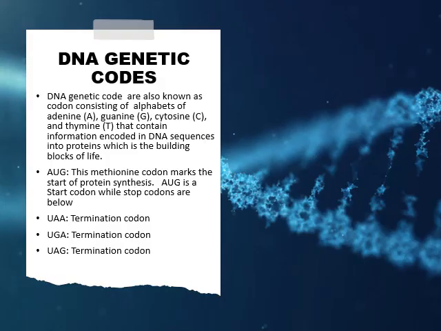What are DNA genetic codes? The term DNA genetic code refers to the set of rules that translate the information encoded in DNA sequence into proteins, which are the building blocks of life. This is how it is. The process of translating the genetic information into protein is called translation.